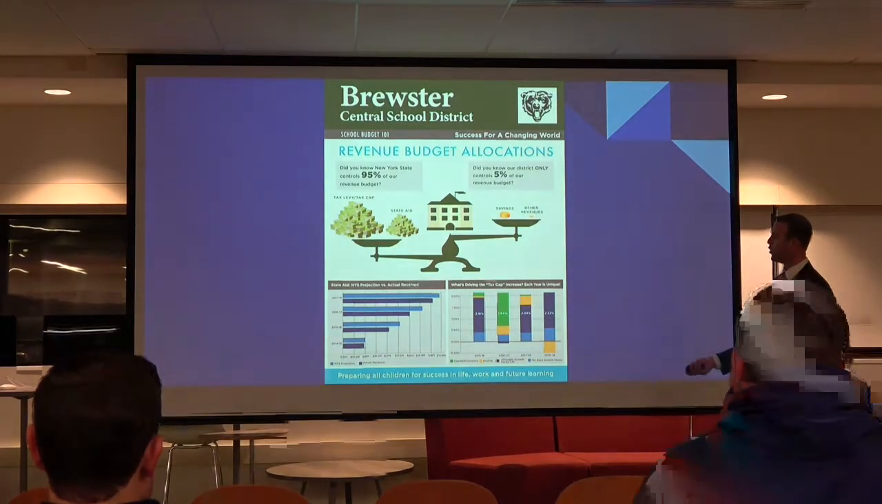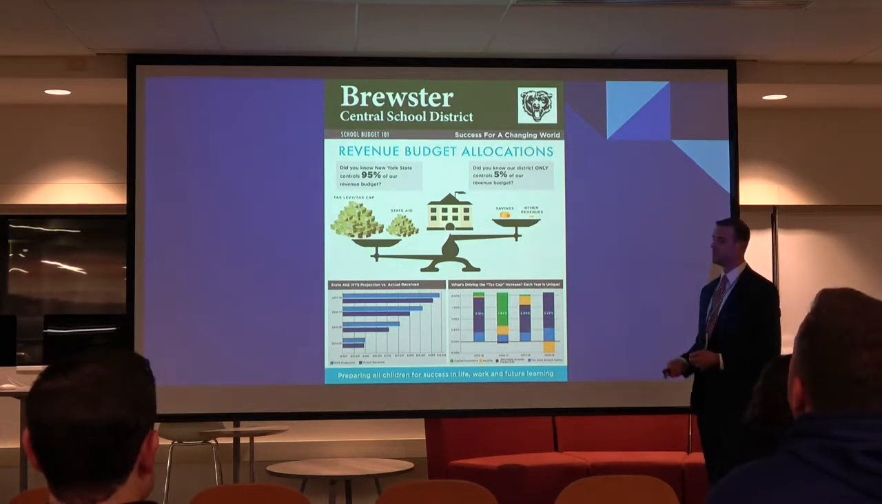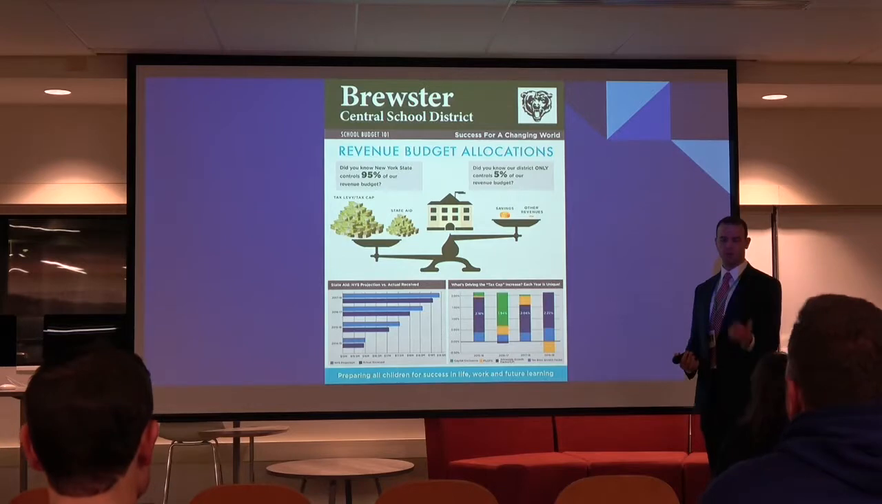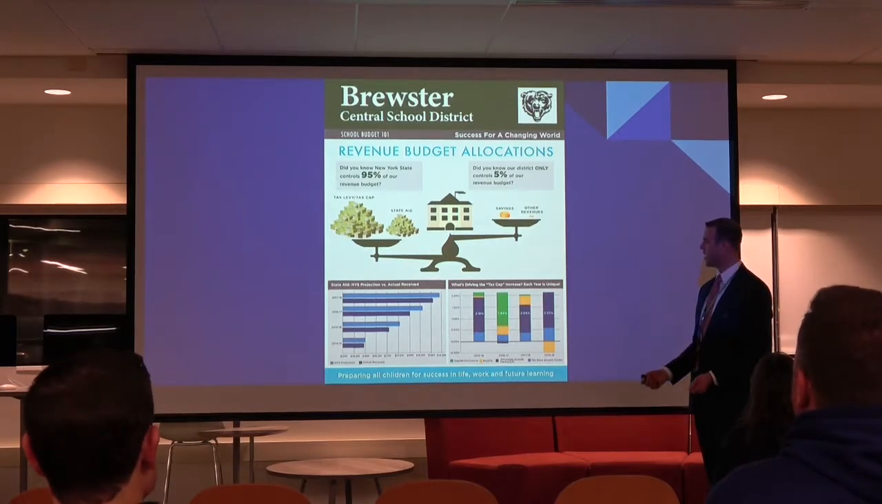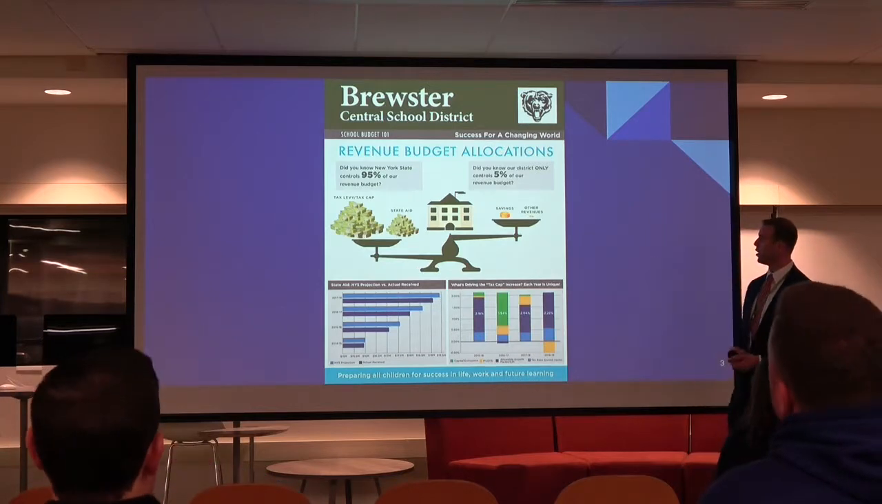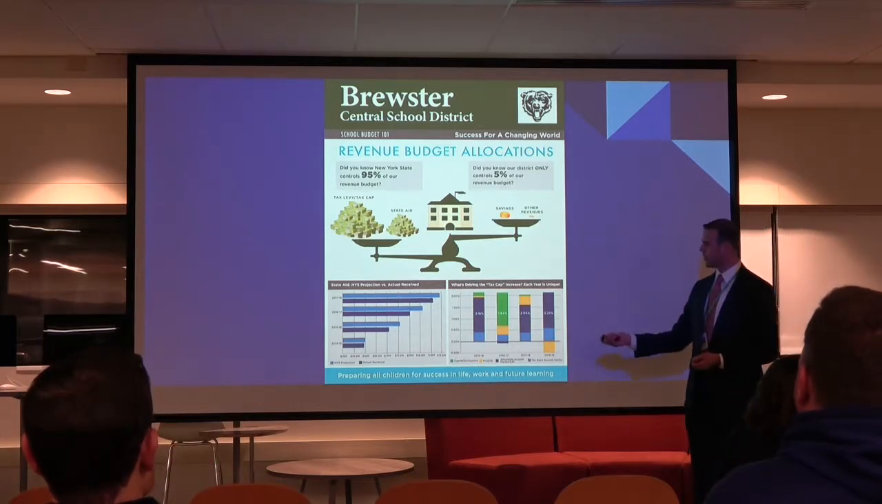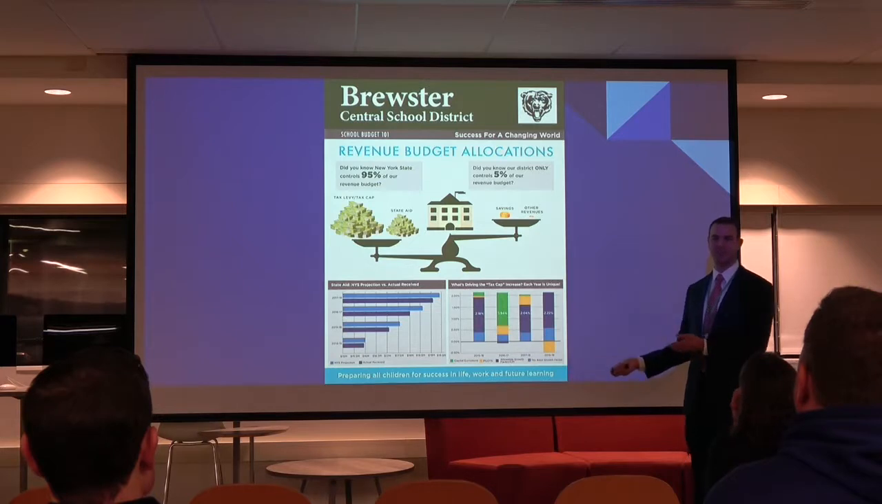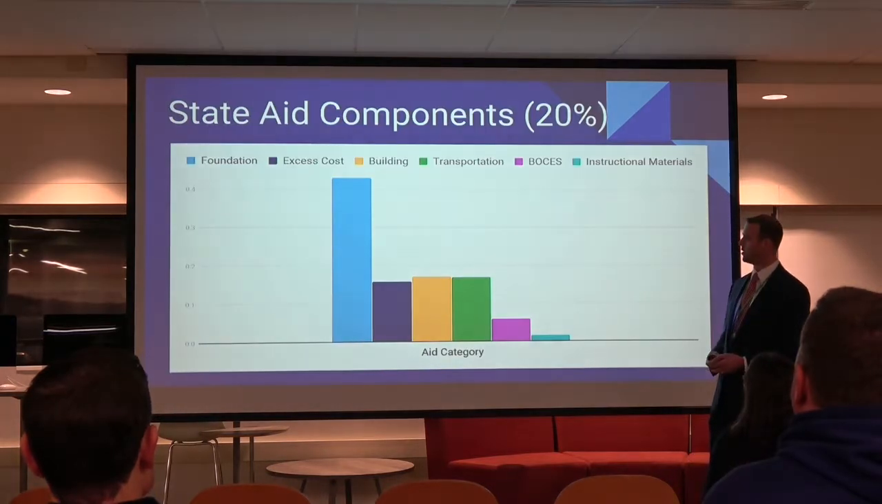Dr. Henning reviewed this infographic. Again, 95% is practically controlled by the state through the tax cap formula and the state aid allocation. We have very limited ability to control our revenue budget with just 5%. These other two charts are too small to see here, but we'll review them in greater detail.